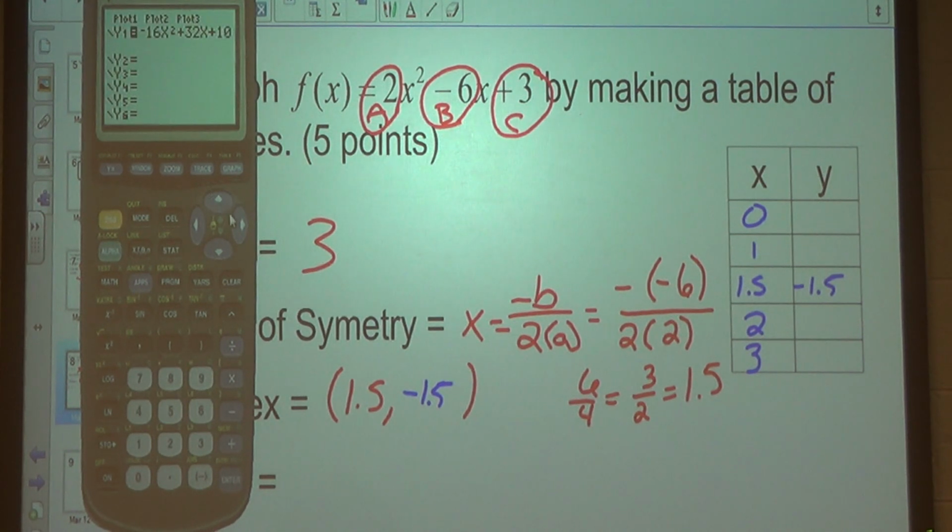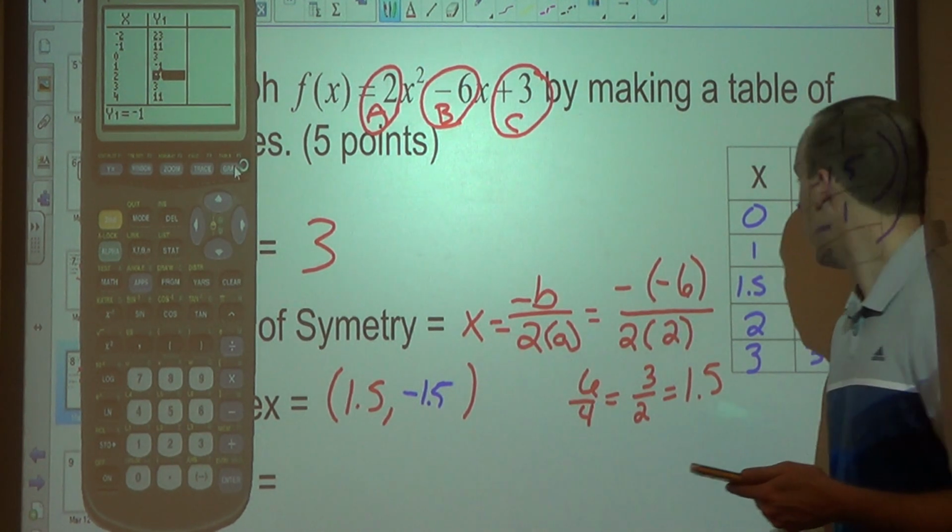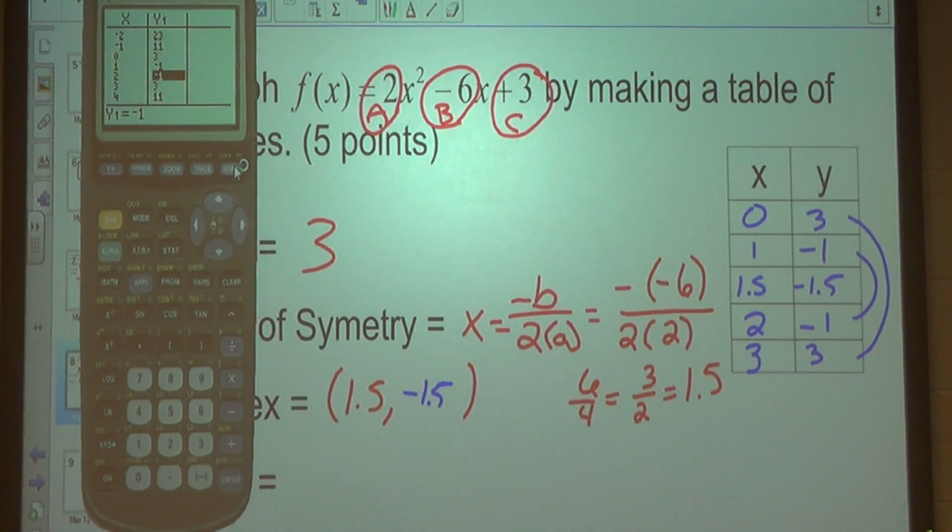So go to y equals, we can type in 2x squared minus 6x plus 3, and then go second table. And then I can actually get my numbers there. So it'd be 0 and 3, yep, so there, I actually have them all for me. Now they don't have 1.5 in here, but they have 1 and 2, right? Which are -1 and -1. So then from that table, I have a -1 here and a -1 here, and then a 3 here and a 3 here. Are these symmetric? Okay, and they are. So now I got my table.